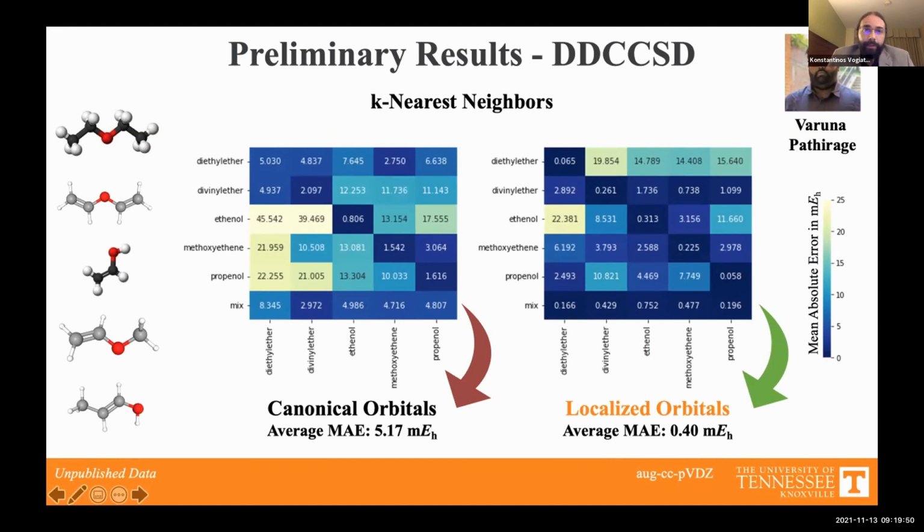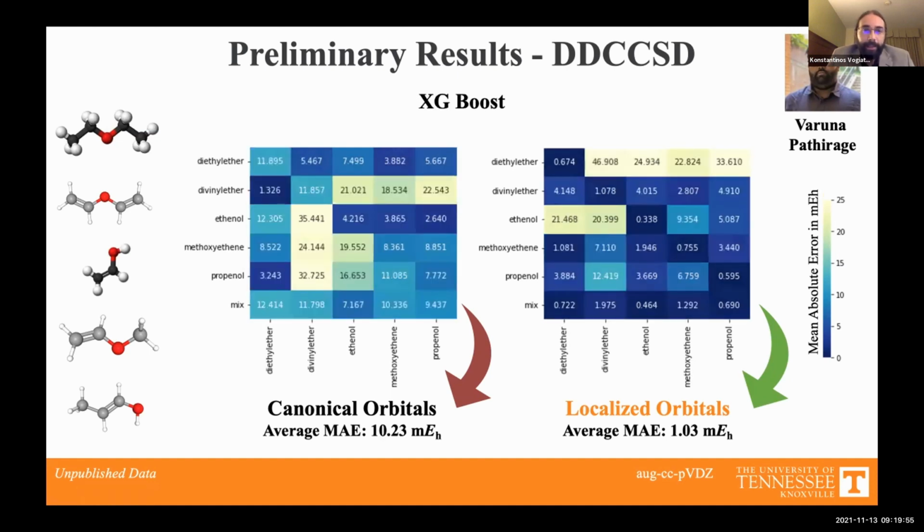Now, that was for k-nearest neighbors. Now we would like to do something more effective, more efficient. We're using XGBoost. The errors in this case are increasing, and the reason is that we have a very limited training space, training molecules. The errors are around 10 millihartree for the canonical orbitals, but again, we have a 10-fold increase in accuracy when we move to localized orbitals, and that actually gives us a lot of hope for the future.